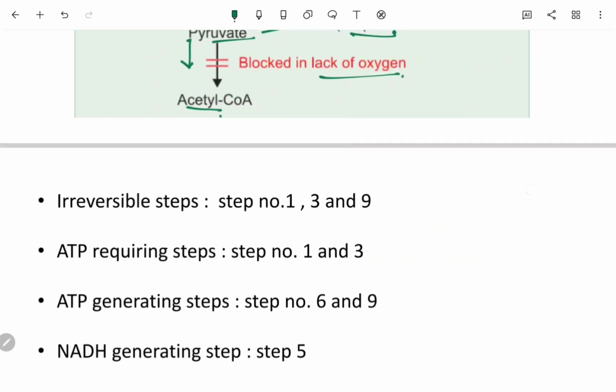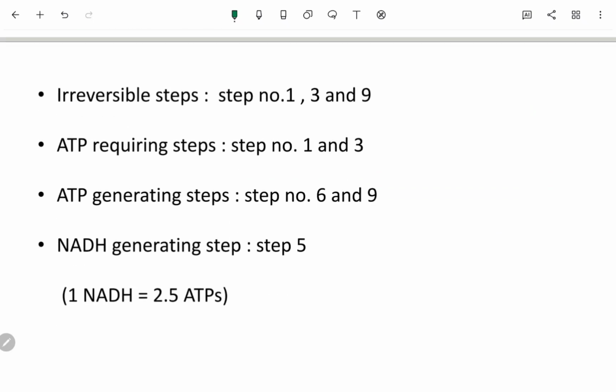Now, in the whole glycolysis, what are the irreversible steps we have studied? Steps number 1, 3, and 9. The ATP requiring steps are step number 1 and 3. The ATP generating steps are step number 6 and 9. The NADH generating step is step number 5. And 1 NADH is equivalent to 2.5 ATPs.